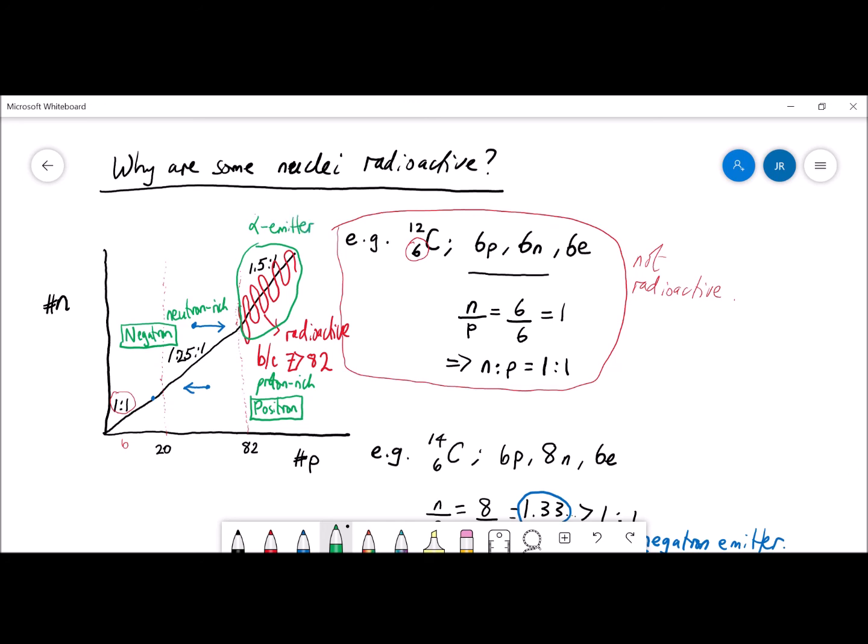And remember, alpha is a helium nucleus. Best way to lose mass quickly is to spew out alpha particles. They tend to be reserved for the big heavy elements. Okay, so this is just some useful things to consider when you're looking at a nucleus and you're trying to ascertain whether or not it's radioactive and predict what type of radiation it will undertake to reach stability again.